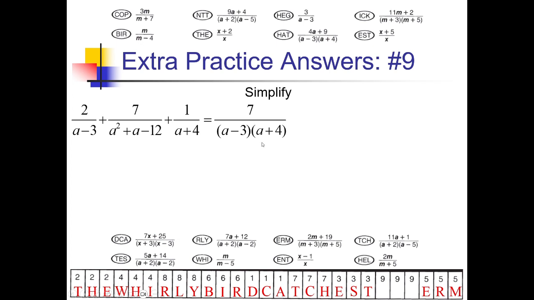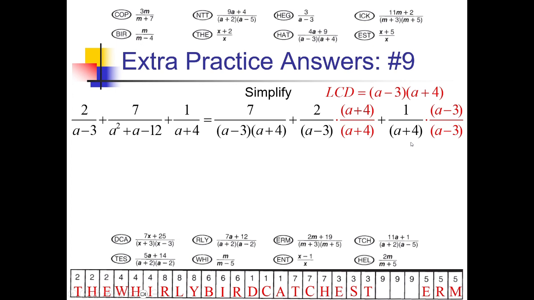And now for the LCD, I have to have the a minus 3 and a plus 4 in there for sure. Looking at my other fractions, the a minus 3 here, already covered by the LCD. The a plus 4, already covered. So now I just need to turn these other 2 fractions into things that have this whole LCD. My first fraction, with the a minus 3, it's missing the a plus 4. So I need to multiply that first fraction by a plus 4 over itself. And now my last fraction, 1 over a plus 4, that needs an a minus 3 for the LCD. So we'll multiply this by a minus 3 over itself.